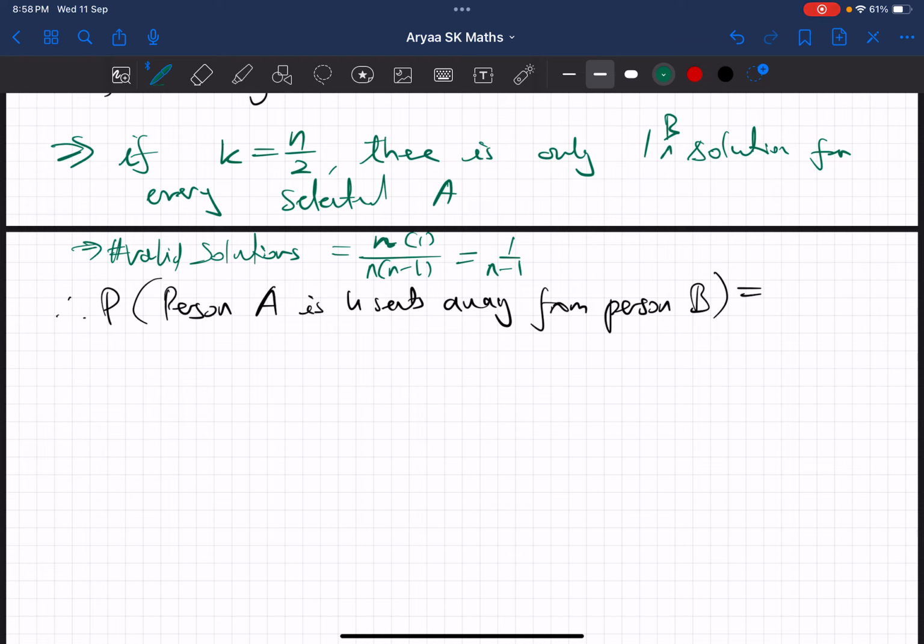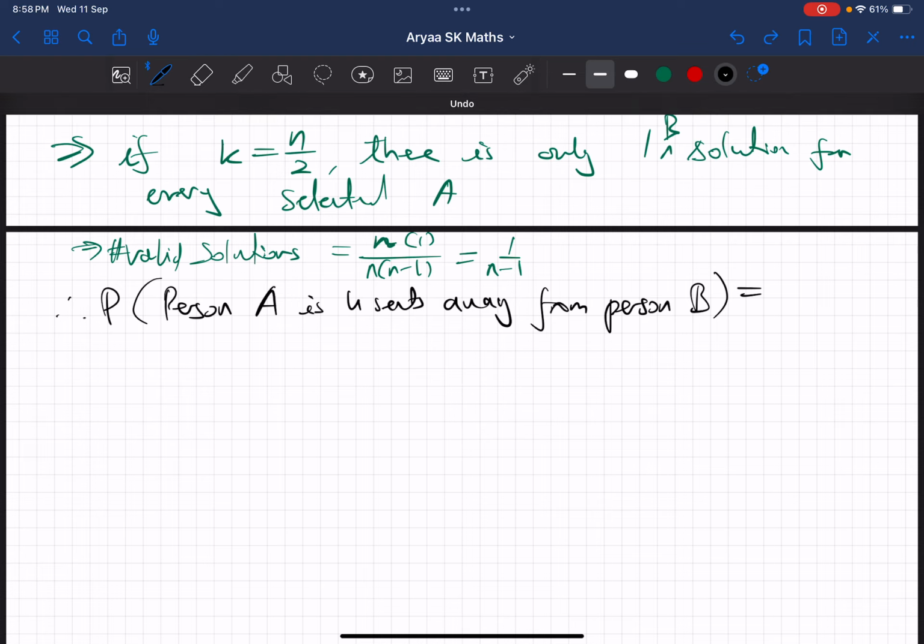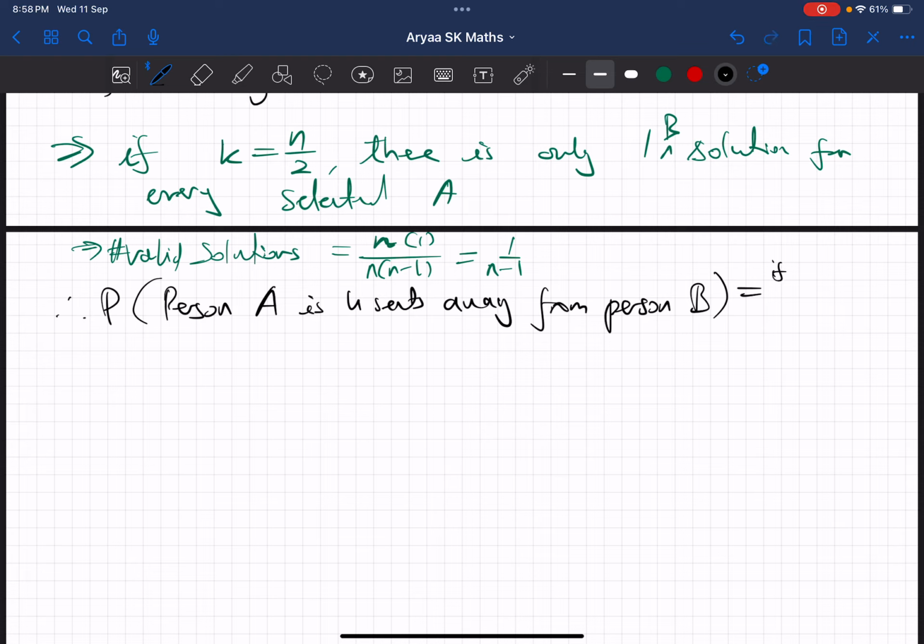So that seems like the final answer, and I'll write it up here. Let me try to use nice notation. So if k equals 1/2 n, it's going to be 1 over n minus 1. Otherwise, it's going to be 2 over n minus 1. I believe that is the solution, and I'll check now.